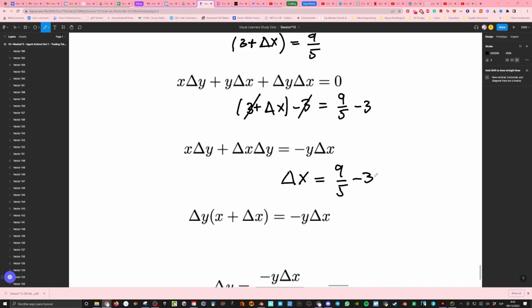And you can use a calculator to find this. Doesn't matter. It's 1.8 minus 3. Thank you guys for doing this. 1.8 minus 3 is what we need to do. Okay, fine. But this is... okay, now I get it. Thank you. Yeah, so we found delta x.